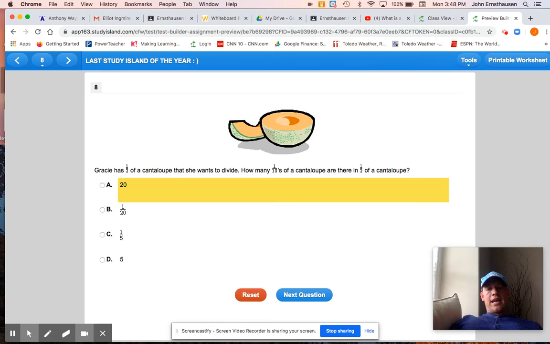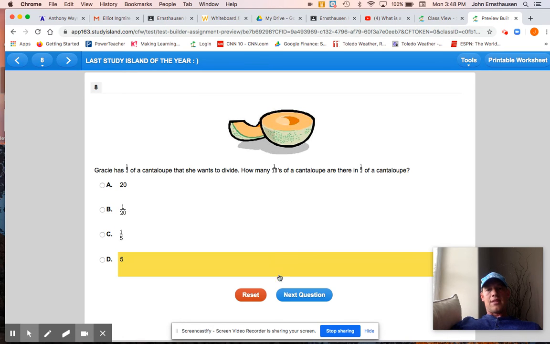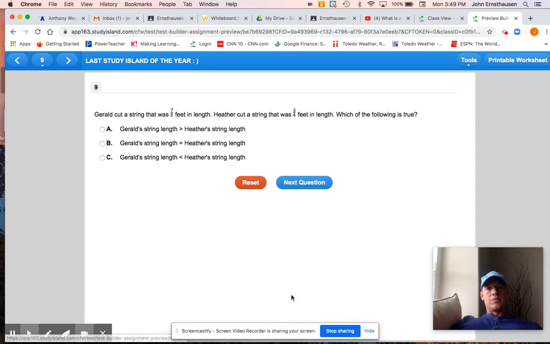Gracie has a half of a cantaloupe she wants to divide, so you're going to divide for this one. How many 1/10 of a cantaloupe are there in a half? So you're going to take a half and you're going to divide it by 1/10. Keep, change, flip, or better yet, multiply by the reciprocal.